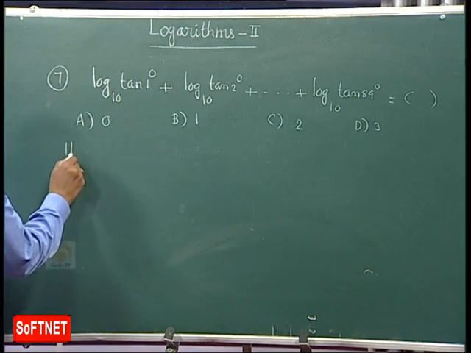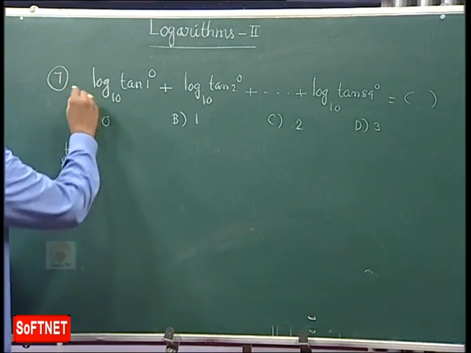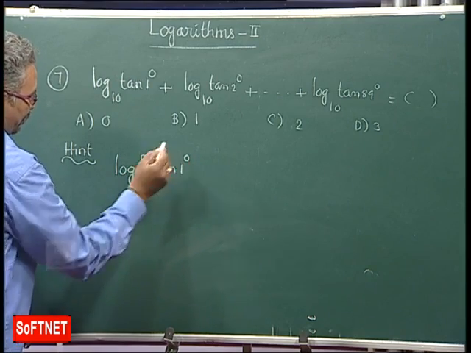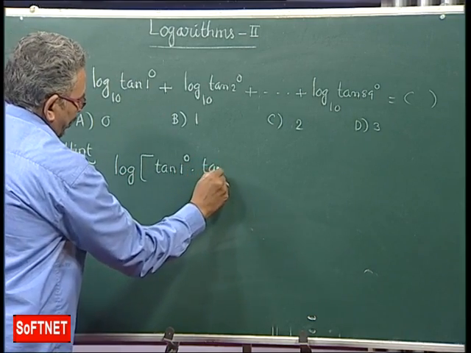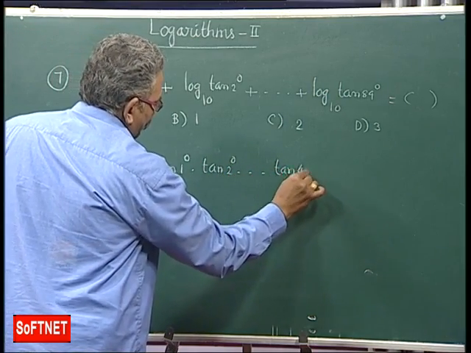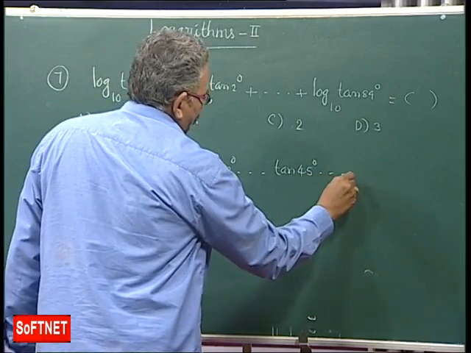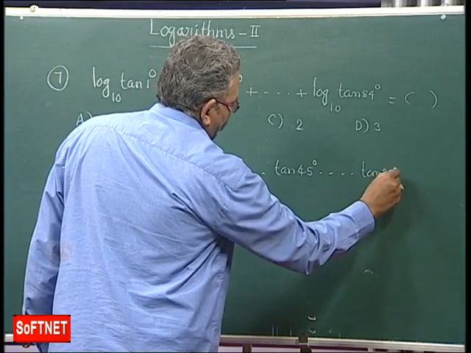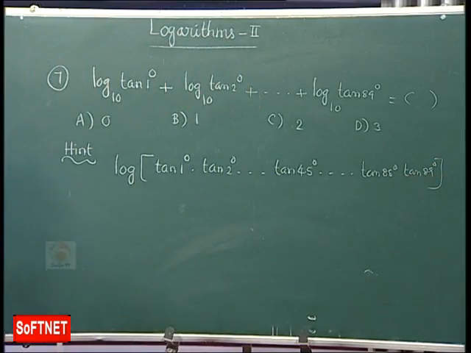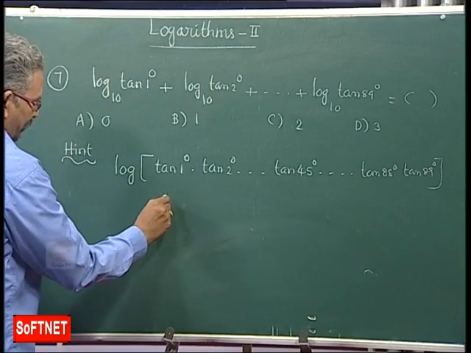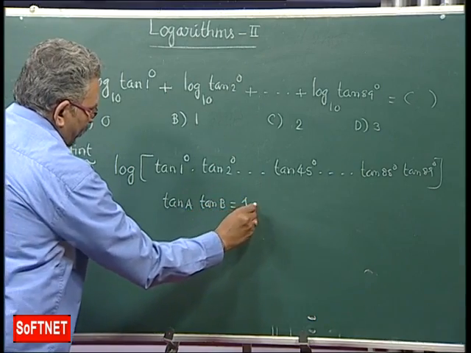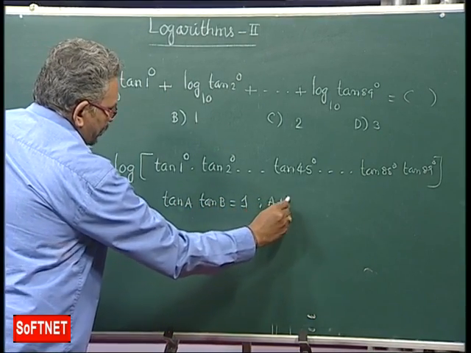Let us write it. So, this can be written as log of tan 1 degree multiplied by tan 2 degrees. In between we have tan 45 also, and tan 88. After that we have tan 89. Don't worry. I already told you one formula. What is the formula? I have given a hint. Tan A into tan B is equal to 1 if A plus B is equal to 90 degrees.